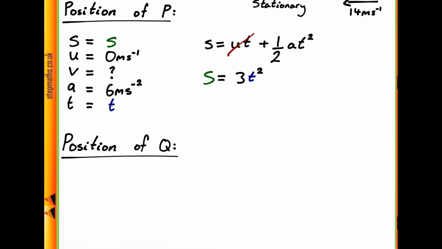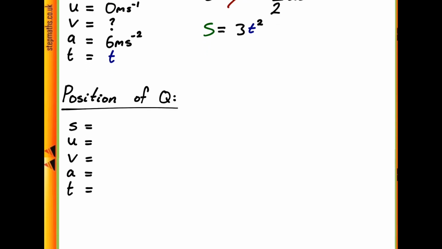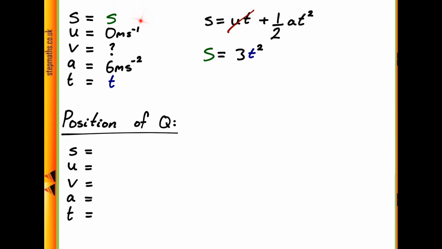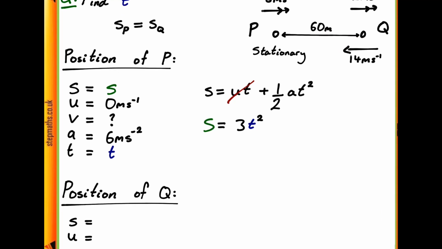If we do exactly the same thing and consider each of our SUVAT variables, then our displacement isn't quite going to be just s, the same as it was before, because if you remember from our diagram, Q is already a displacement of 60 metres away. So the displacement of Q at the point when these two particles collide is going to be s plus 60 metres, since it's already 60 metres on, or 60 metres away from P.